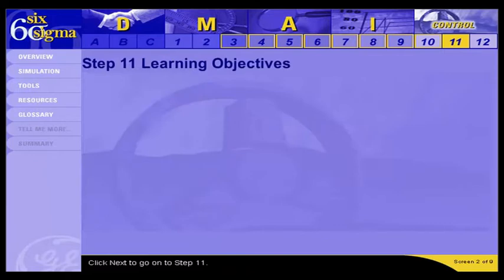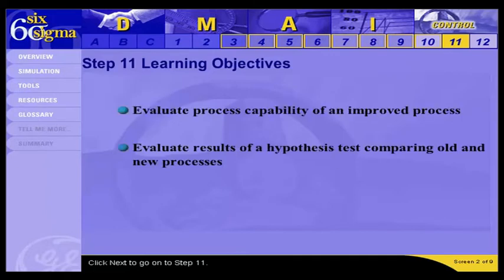Confirmation in Six Sigma means statistics that will back up your decisions. I know not everyone loves stats, but the good news is, in Step 11, we are using calculations that you have already learned. When you get finished with this step, you will be able to apply the process capability and hypothesis testing that you learned in Analyze to the control phase. Click Next to continue.